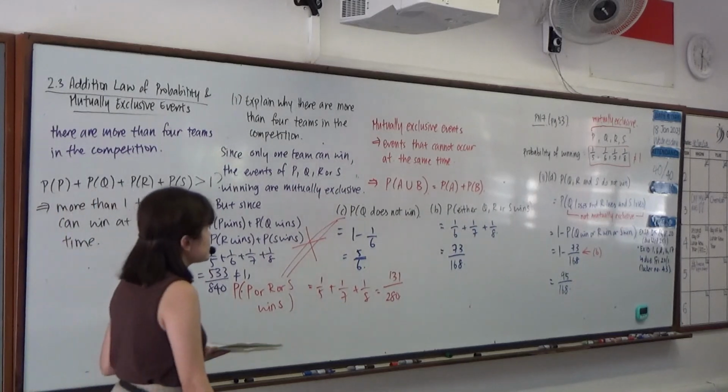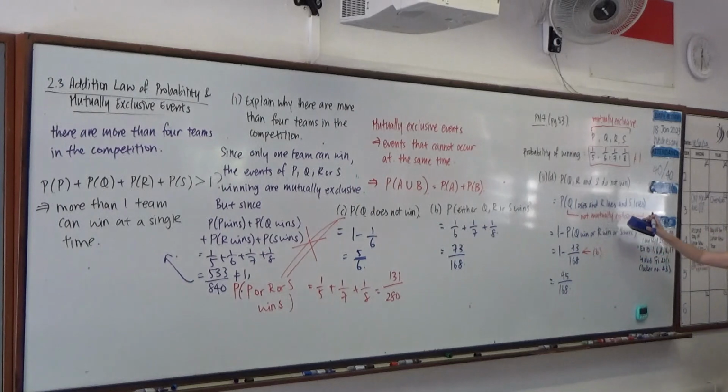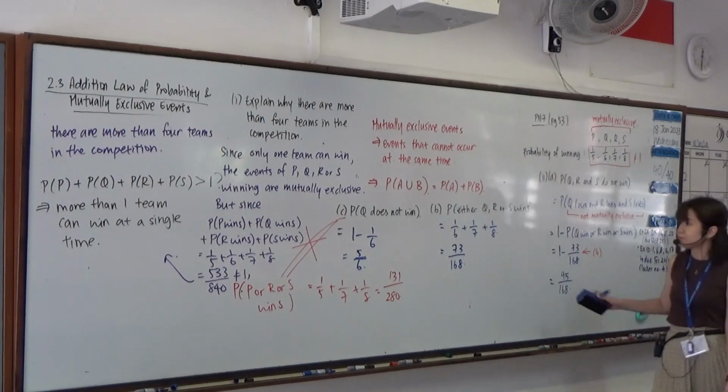So with that, when we have addressed that Q lose, R lose, and S lose is not a mutually exclusive event, it actually gives us the answer for part 3 as well already.